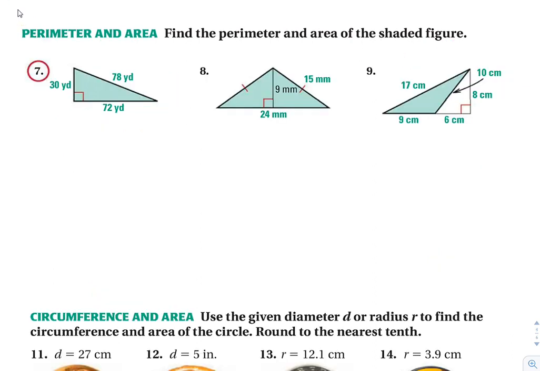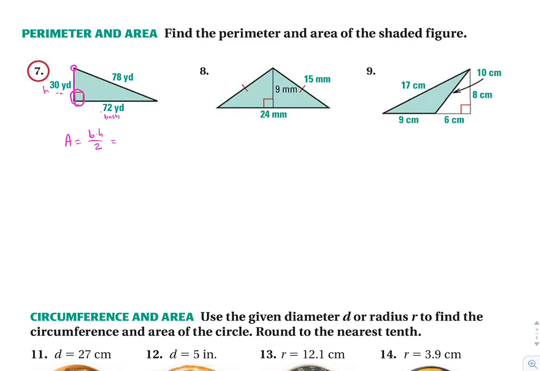Okay, so now we're getting to triangles. So find the perimeter and area of the shaded figure. So remember, the area is base times height divided by 2. So which ones I choose for my base and height are very important. They have to be perpendicular. So it doesn't matter which is which, but let's say this is my base. Then the height is from the furthest point perpendicular to that side. So the height has to be 30.